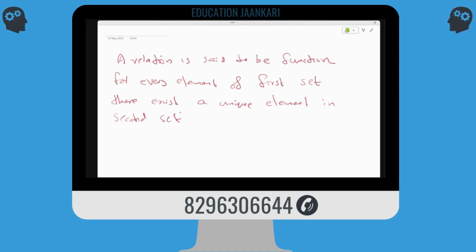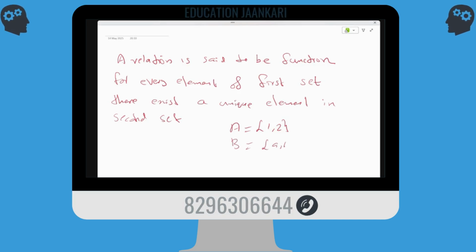What is the meaning of that? First idea is, first set A. We will define in this example A equal to {1, 2}, B equal to {a, b}. So not all relations are functions. For a relation to be a function, for every element of A, 1 should have an image and 2 should also have an image. So suppose you take this one. So this is not a function.